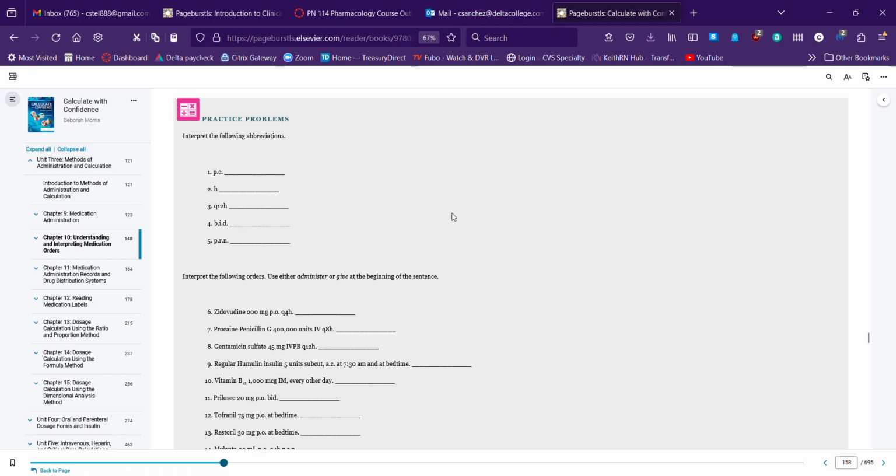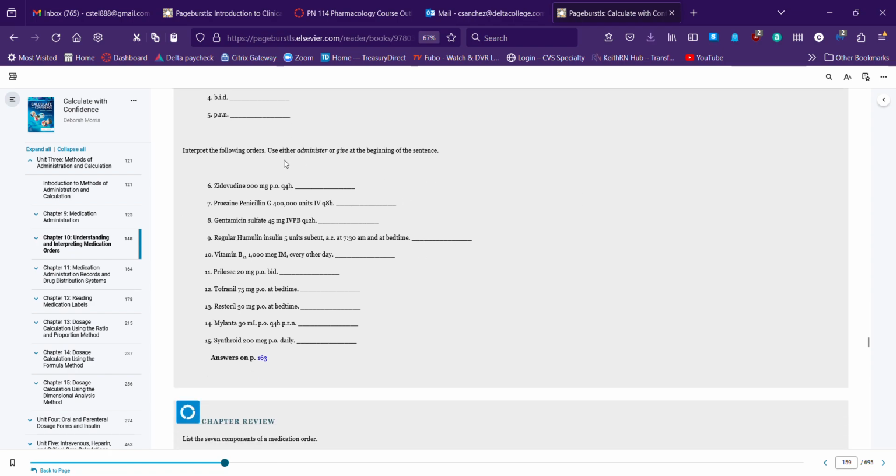H means hour. Q12H is Q12 hours, so every 12 hours. Q means every. BID is twice a day, and PRN is as needed. Now, you would next have these orders here, and you would need to interpret them to see whether you would administer them or give them.